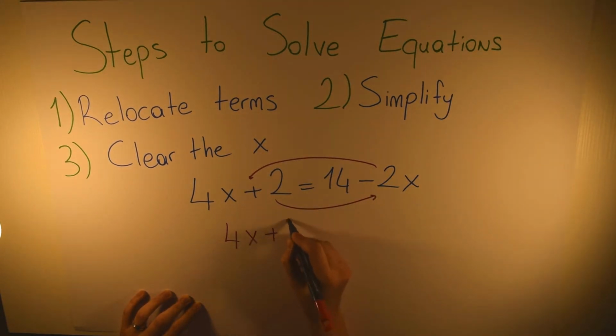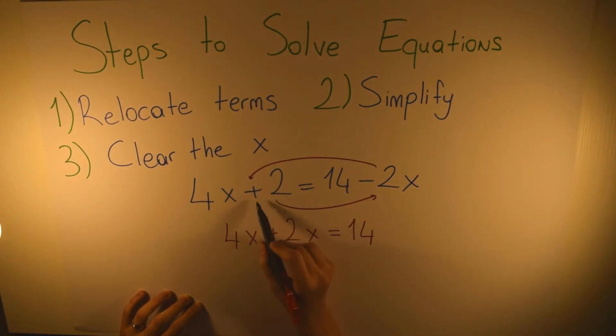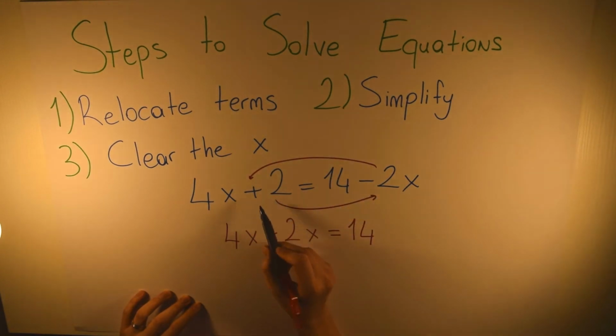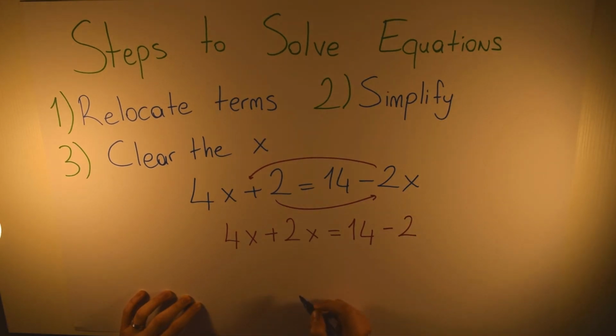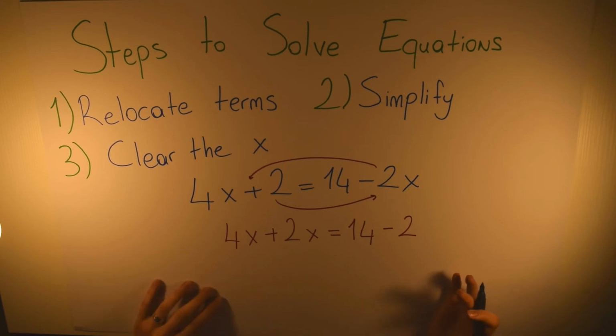So plus 2x is equal to, I have here 14 and this +2. When I put this +2 here, this plus becomes minus, right? Okay, so what I did, I relocated the terms. Okay, what is our second step?